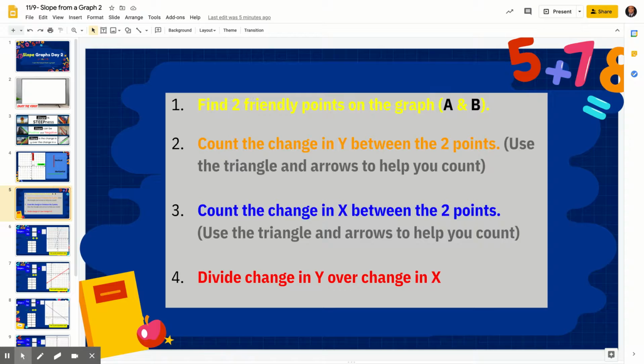Also, on slide 5 we get a reminder of our 4 steps for finding the slope from a graph. So let's look at those. Step 1 is to find 2 friendly points on the graph. Step 2 is to count the change in y. Step 3 is to count the change in x. And step 4 is to divide the change in y over the change in x. So let's look at an example of that on slide 6.